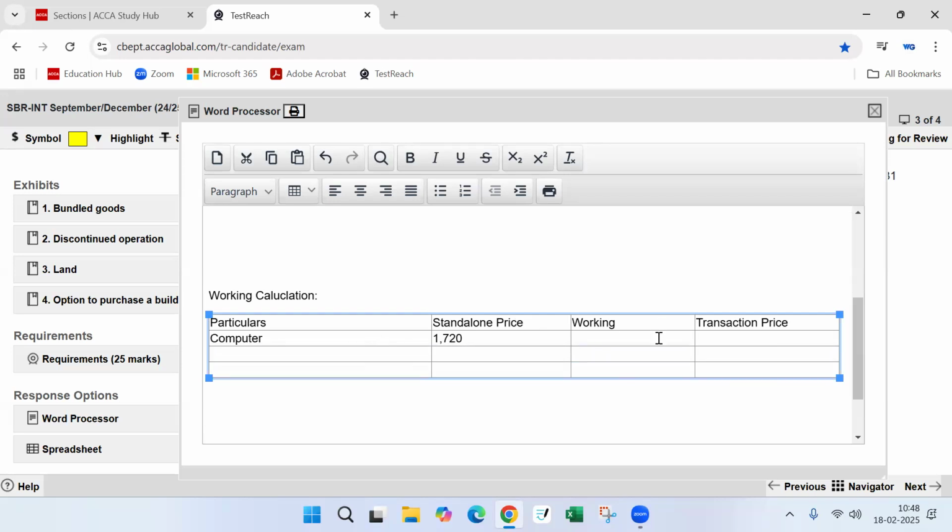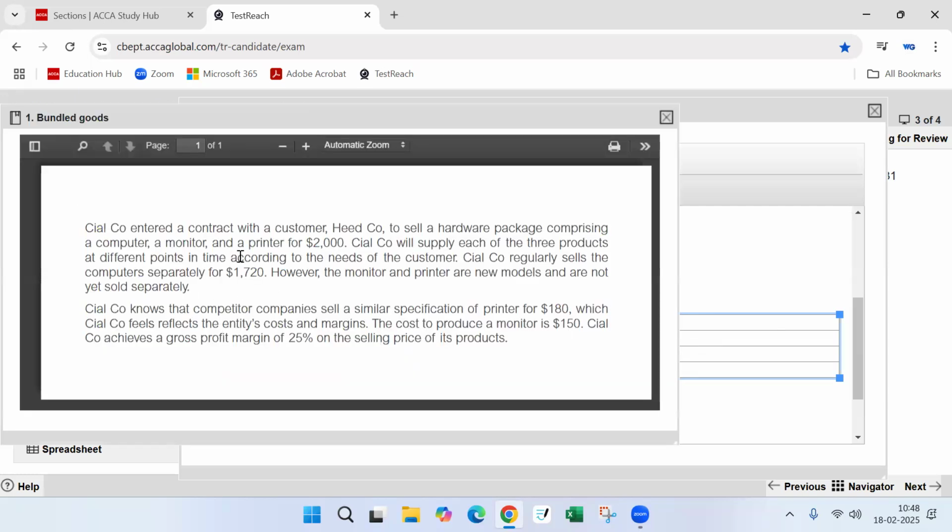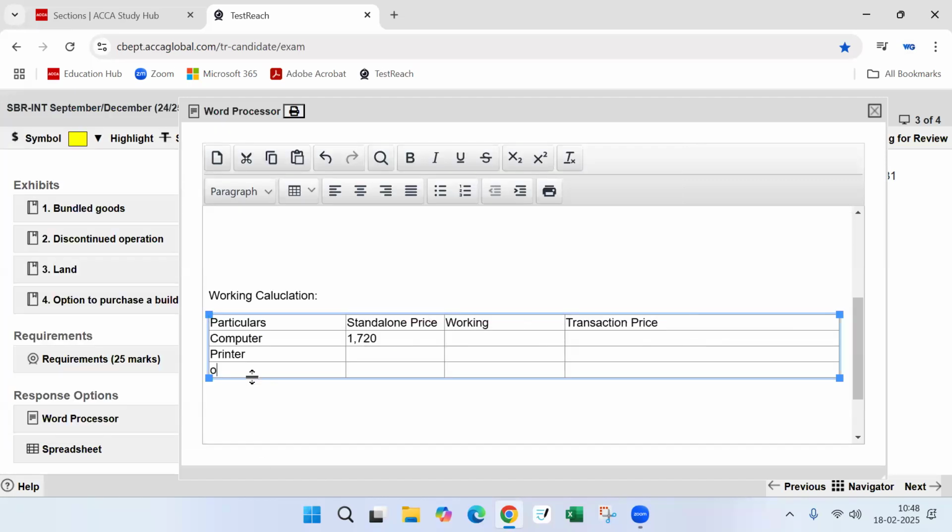All right. Then working will be 1720. And then you have monitor and printer. So what are the products you have? You have computer, you have monitor and then printer. So then you have total. So the total transaction price is $2,000. So this 2,000 will have to be allocated to each of the components, correct? That's what we are supposed to do.